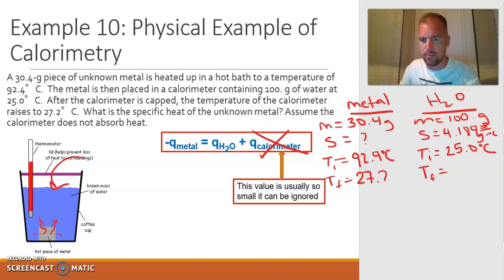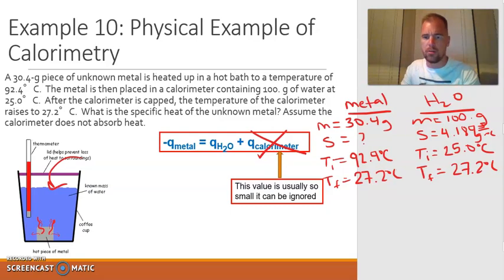It's 27.2 degrees Celsius. So you can see without doing any math, what happened to the metal? Its temperature went down. What happened to the water? Its temperature went up. Why? Because the metal's losing energy, the water is gaining energy. Okay, with all that being said, we need to figure out what the specific heat of the metal is.